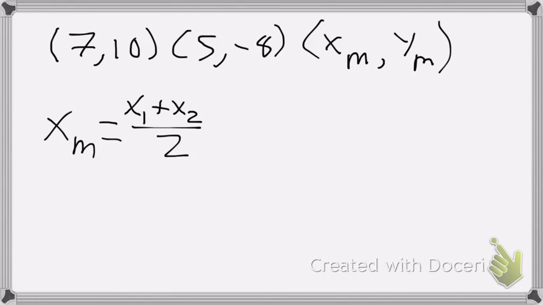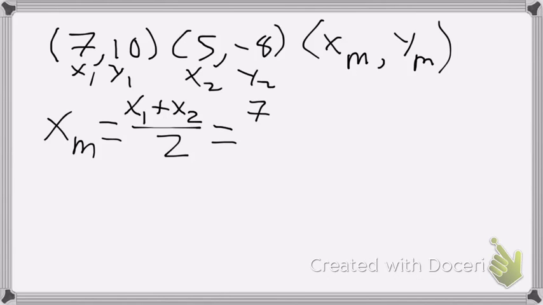So you may ask, what is x1 and x2? Well, we need to go up here. x1, y1, x2, y2. Doesn't matter which way you go. Given the commutative property of addition, whether you go 7 plus 5 or 5 plus 7, you're going to get the same answer. Same thing with 10 minus 8 or negative 8 plus 10. Same answer. So what we want to do now is plug in our numbers.